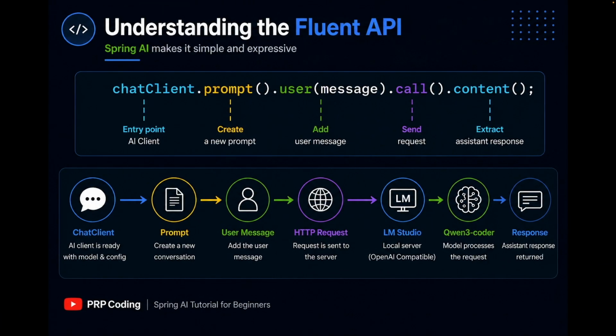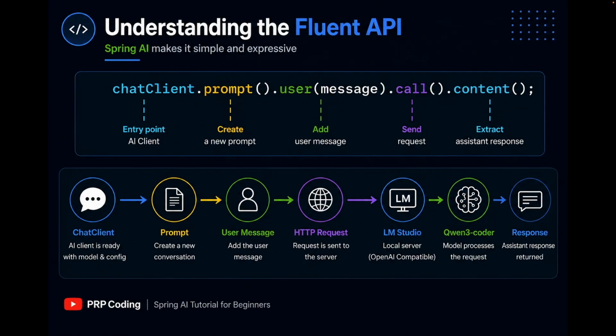The ChatClient is the object we created in our constructor. Remember, this is not just any Java object. It already knows everything about our AI provider. It already knows the base URL, the model, the API key, which HTTP client to use, which JSON serializer to use, and the default options like temperature and max tokens if configured. So, at this point, Spring AI already knows where to send the request and how to communicate with the model. Think of it like a configured REST client or web client.